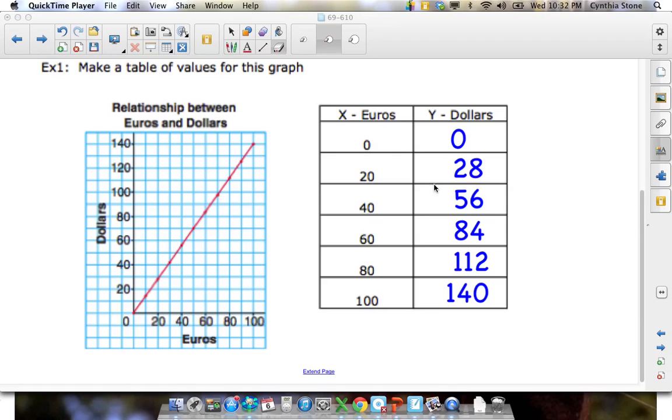So 0, 0. So 0 euros is $0. That makes sense. And then 20 euros, come up and across: 28. There's some estimating when you're reading from a graph, right? 40 euros, come up and across: 56. 60 euros, come up and across, and I called that 84. 80 euros, come up, right? So all I'm doing is looking at the euros part, coming up to where my graph is, and reading across on the y-axis. Okay?